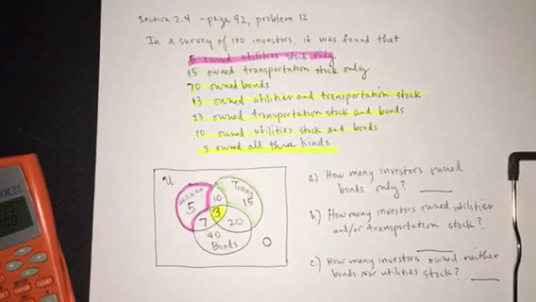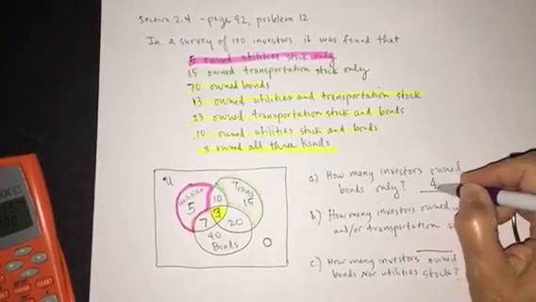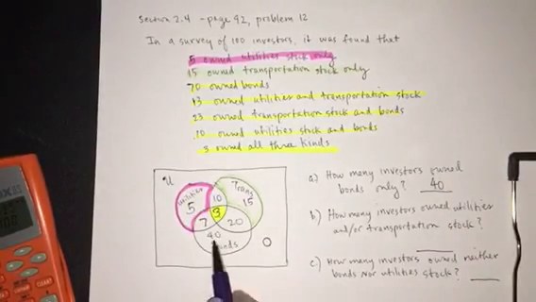Now let me go to the questions that they posed in the book. Part A, how many investors owned bonds only? Well, that would be 40. 40 people, bonds only, that's the number right here in my Venn diagram, bonds only without the others.